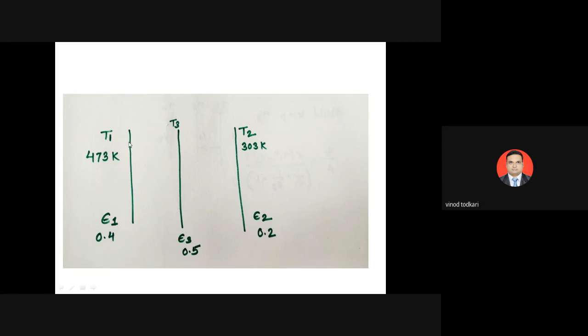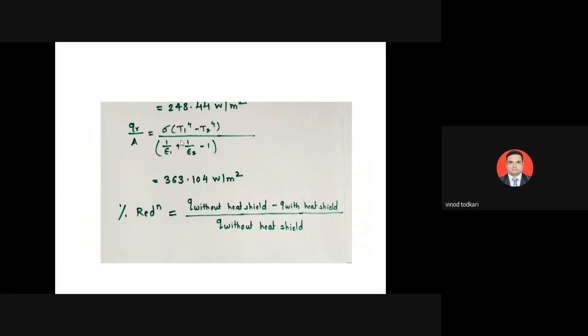So if I draw electrical analogy for 1 to 3, what equation I will write? QR upon A is equal to sigma into bracket T1 raised to 4 minus T3 raised to 4. Yes. What I can write?